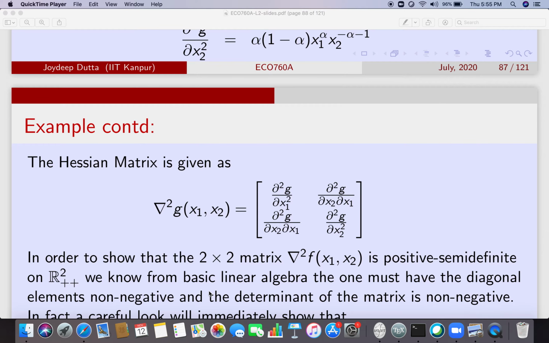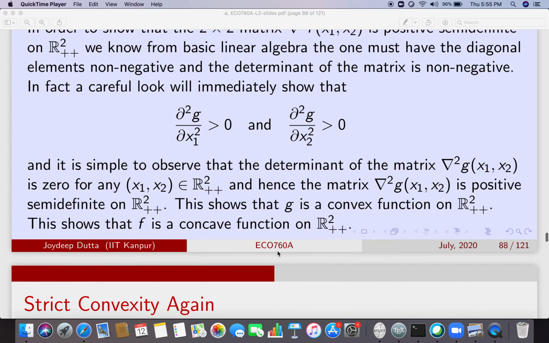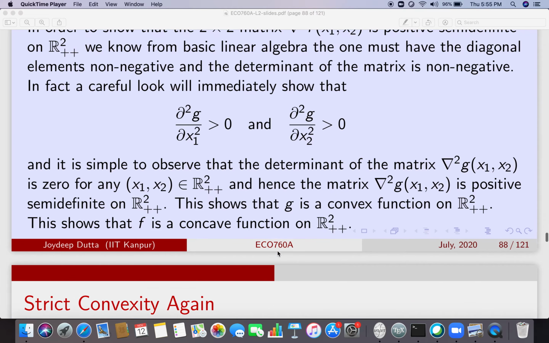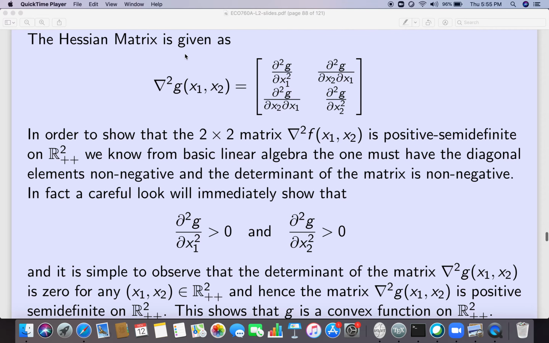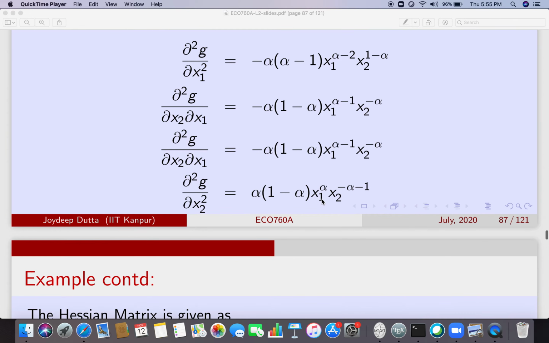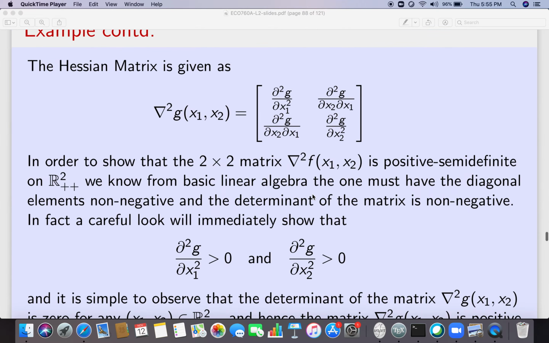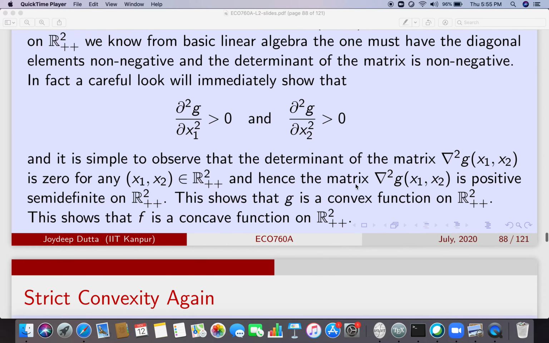So once that is greater than 0, let us try to compute the determinant of this matrix. You can easily compute it when you put in these values. You will immediately see that it turns out to be 0. And hence this matrix is positive semi-definite. This shows that G is a convex function on R2++, which means x1 and x2 are strictly greater than 0, and hence f is a concave function.